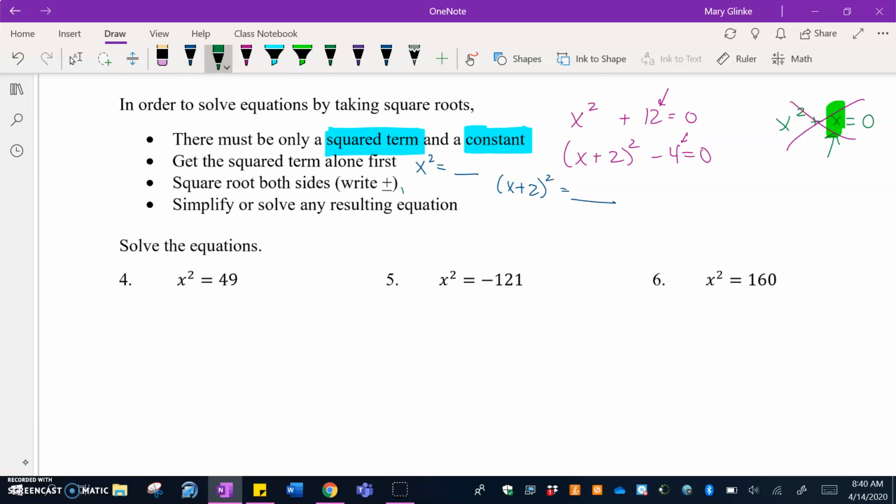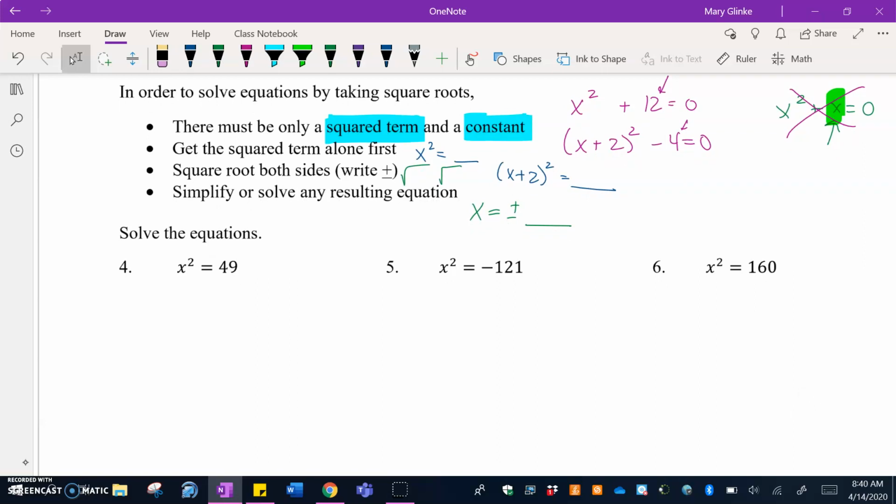We're going to do the inverse operation, and we're going to square root both sides. When you square root both sides, you're going to write x equals plus or minus whatever that square root is. And you're going to simplify whatever results from your square root. So let's go ahead and try a couple that are already set up nicely. For 4, 5, and 6 here, you'll notice that all of them have this first part. They only have a squared term and a constant.